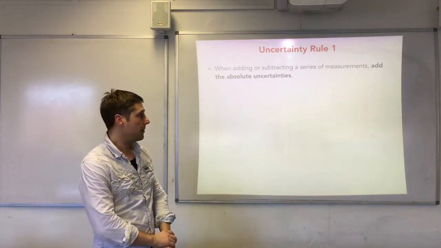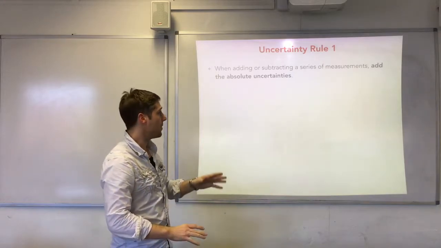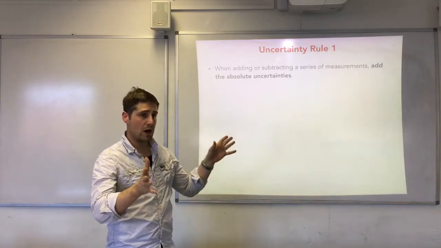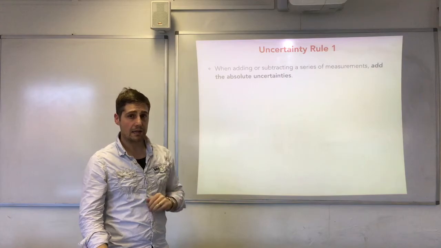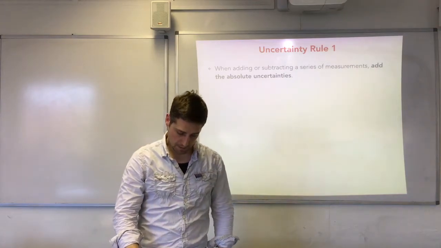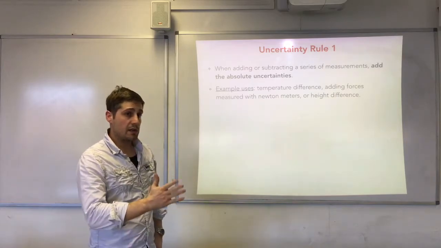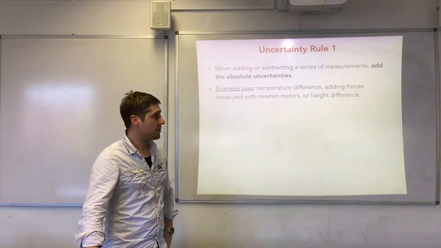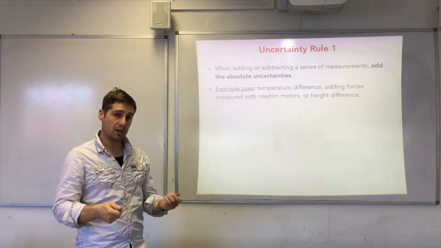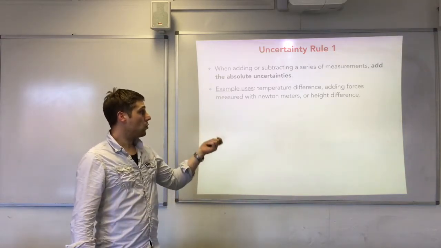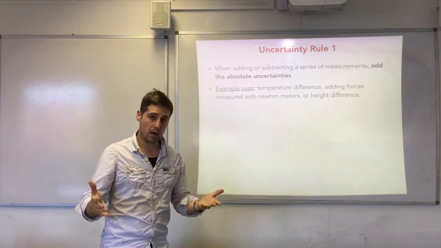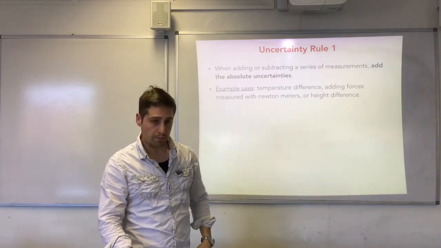Uncertainty rule 1: if you have a series of measurements you're adding or subtracting, then you need to add the absolute uncertainties. So this one is very straightforward. Example uses, if you're calculating a temperature difference, if you're adding forces that you've measured with a Newton meter, or if you are calculating a height difference, then you'll need to use rule 1.